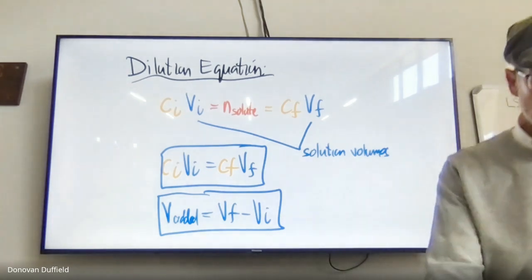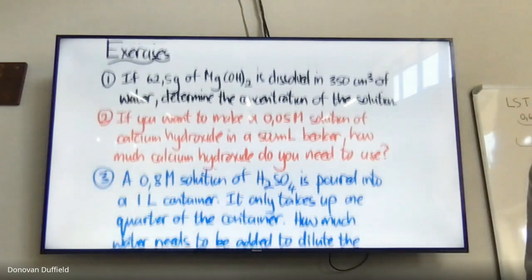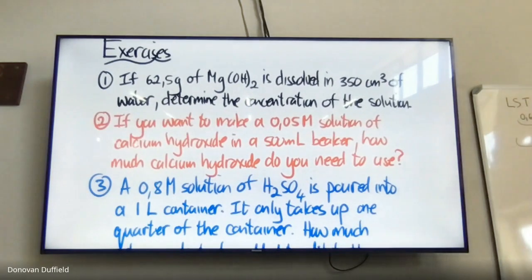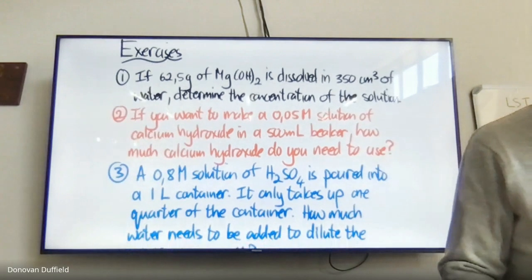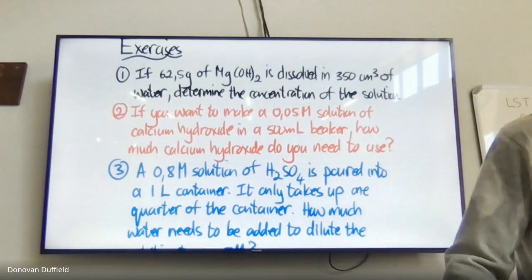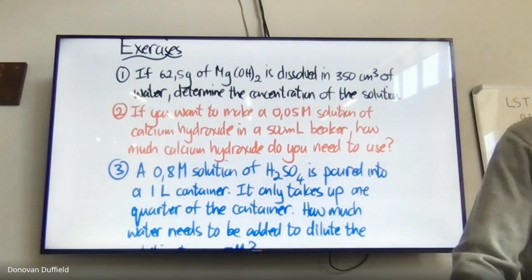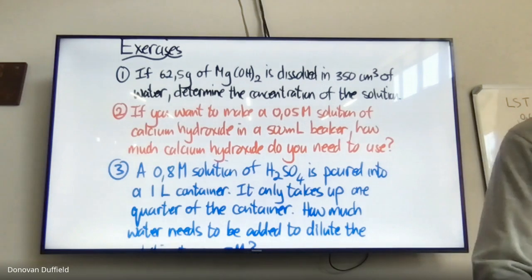If 62,5 grams of magnesium hydroxide is dissolved in 350 cubic centimeters of water, determine the concentration of the solution. So let's do this. Take the first one.